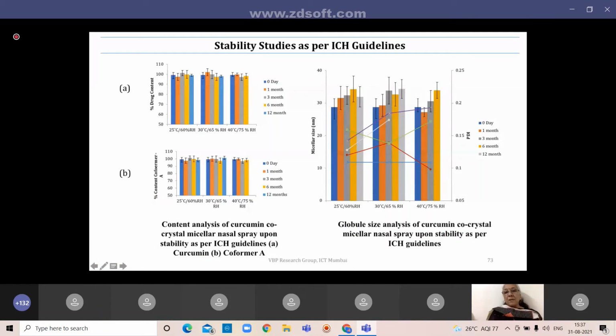Of course, we did stability studies also. Room temperature stability studies, you can see for 12 months. And we've done accelerated stability studies as per ICH guidelines also. And they were stable. So curcumin co-crystal micellar nasal spray is stable.